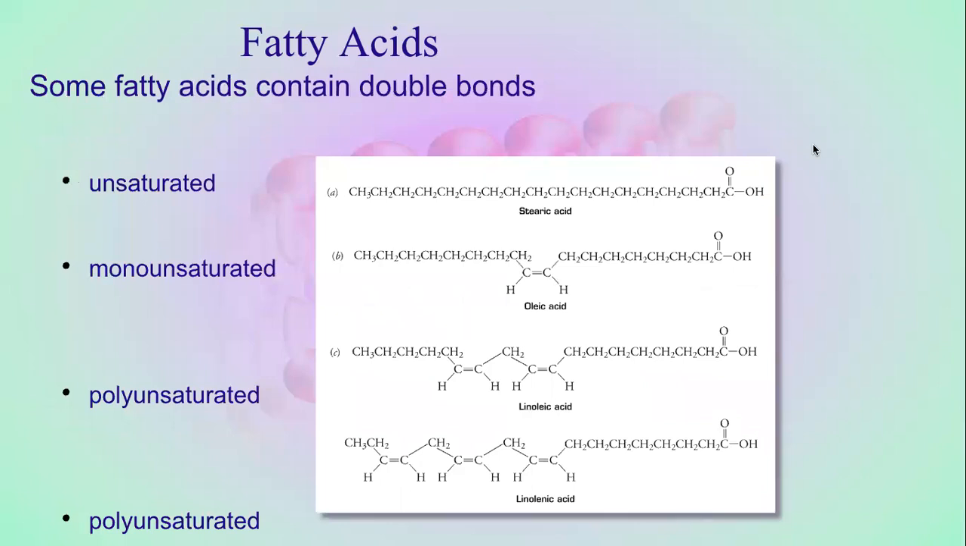Fatty acids can contain these long hydrocarbons that either have single bonds, so those alkane groups that we learned about last week, or they can have double bonds, and those are those alkene groups that we talked about. And when we have a fatty acid that doesn't have any double bonds in it, we're going to say that it is saturated. And when we have a fatty acid that does have double bonds, we're going to say that it's unsaturated.